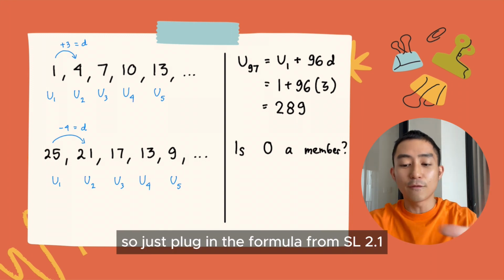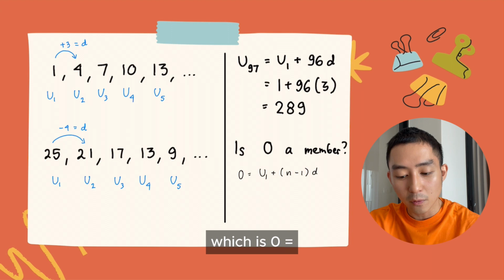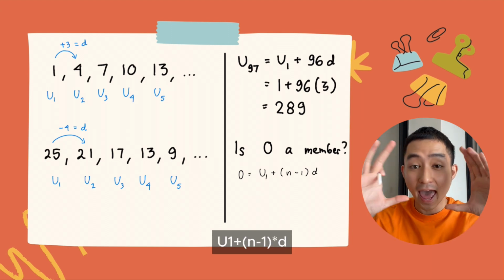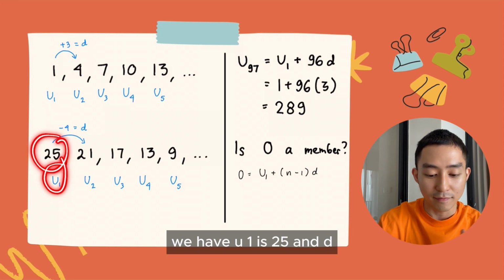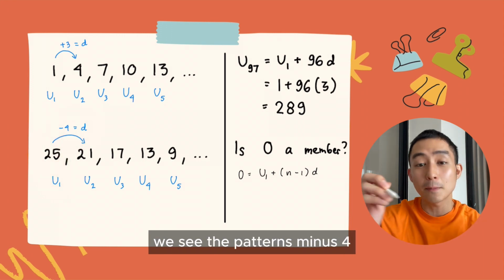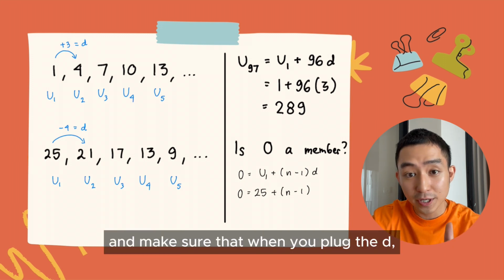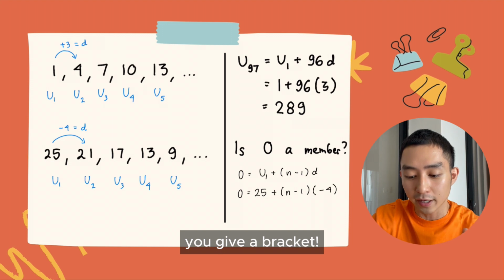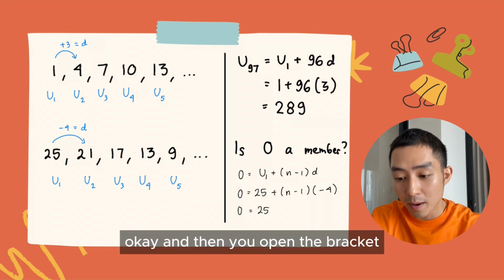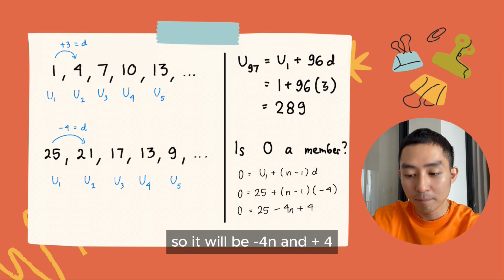So just plug in the formula from SL 2.1, which is 0 equals u1 plus n minus 1 as a group multiplied by d. We have u1 is 25, and for d, we see the pattern is minus 4. So we can plug it in and make sure that when you plug in the d, because it's a multiplication, you give a bracket. Okay, and then you open the bracket, so it will be minus 4n and plus 4.